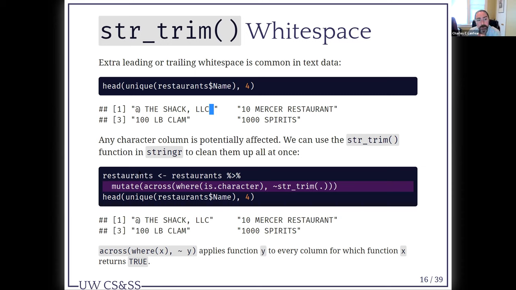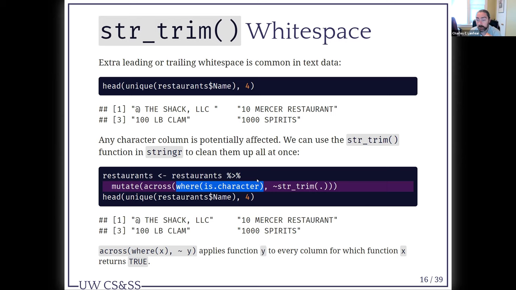So to do this, I'm going to say, replace the restaurants data with the restaurants data and then mutate across where is.character. Where is.character selects every character data column in the entire data set. If say I was back on my survey data set, the Denver survey with its 80-some thousand columns, this would select every character column in that data set.